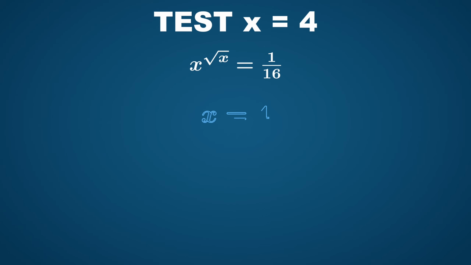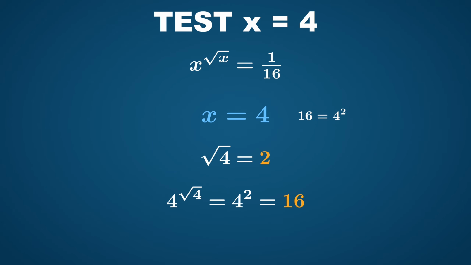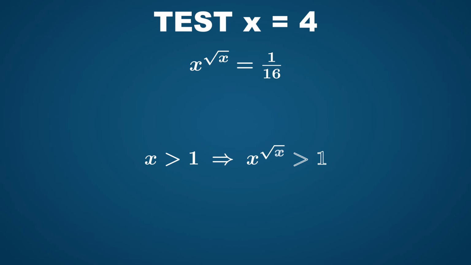A natural first test is x equal to 4, since 16 is 4 squared. With x equal to 4, the square root of x is 2, so the left side becomes 4 squared, which is 16. 16 is the reciprocal of 1/16, so this misses the target. In fact, any base above 1, with a positive exponent, stays above 1. So a working x cannot be bigger than 1, and we look lower instead.